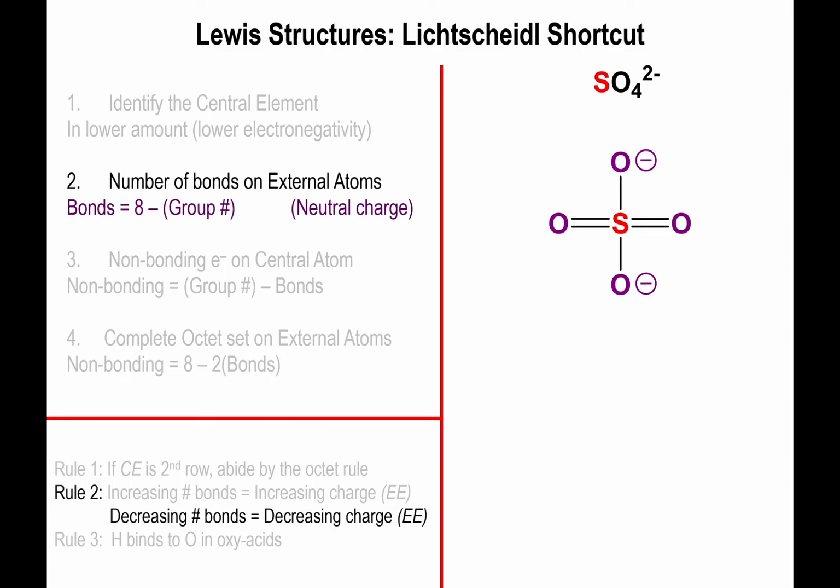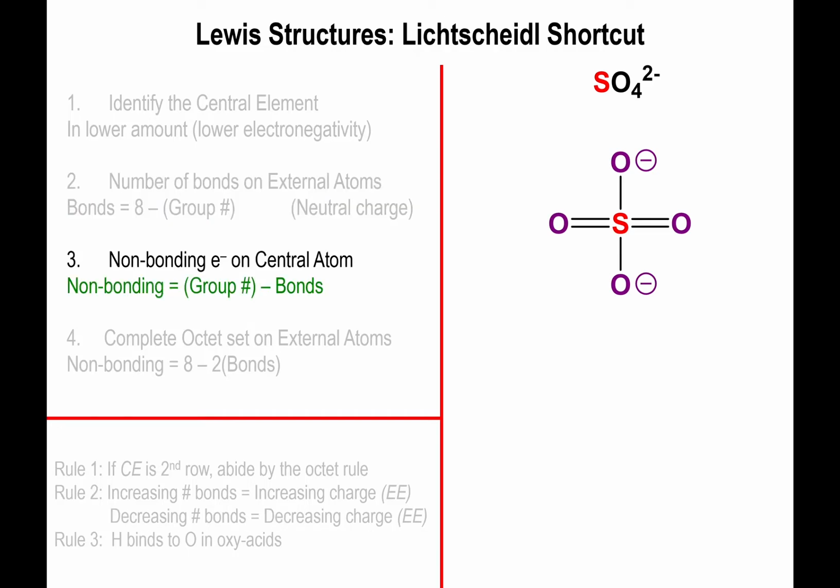All right, now, looking at the central element, we first notice that sulfur is not a second row element, so we do not need to worry about the octet rule. If we violate the octet rule, it's totally fine. We don't need to be concerned with it too much. But it is important that we verify that the central element is not a second row element.